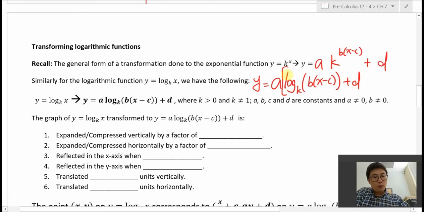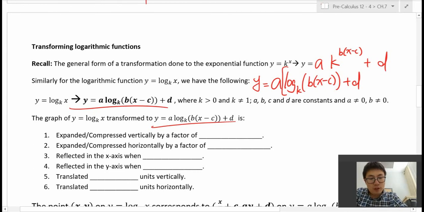So notice how it was just log base k of x. Now I added the b there and the c there, so there's a horizontal expansion or compression depending on what the value of b is, and c moves sideways, a gives a vertical expansion or compression, d is just moving up or down. Okay, you can see it right here actually. And here again. I just want to see it more than once, okay?